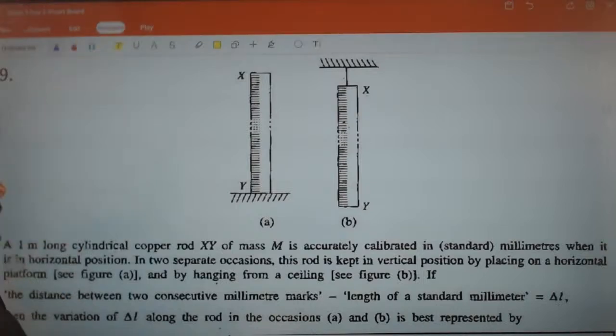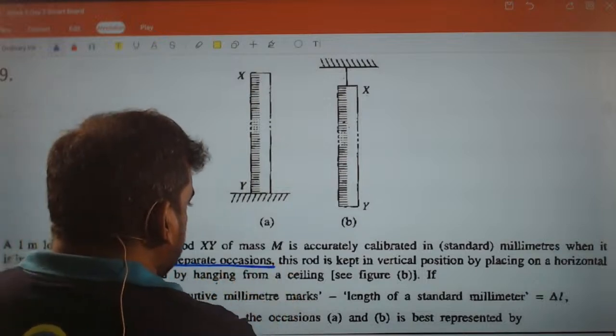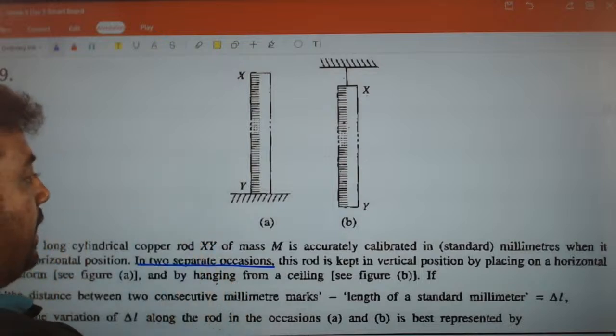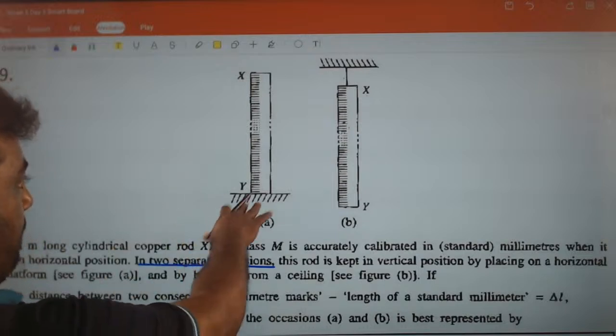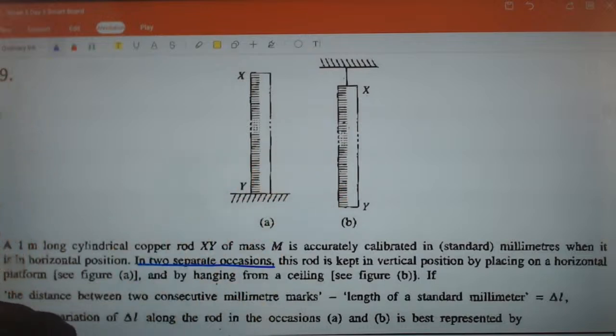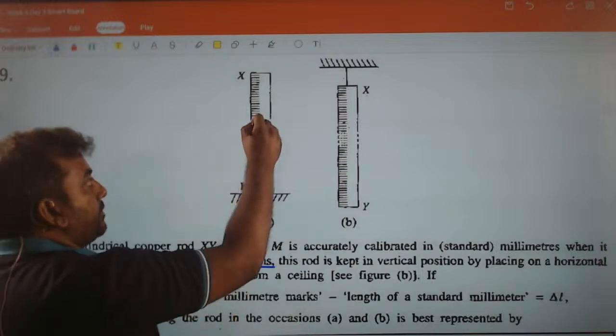Okay. Question number 19. A 1 meter long cylindrical copper wire is accurately calibrated when in a horizontal position. On two separate occasions, the rod is kept in the vertical position by placing it on a horizontal platform and by hanging it from a ceiling. So one you are keeping, one you are hanging. The distance between two consecutive millimeter marks, delta L, and the variation of delta L along the rod in both occasions is best represented by, look at the rod carefully.